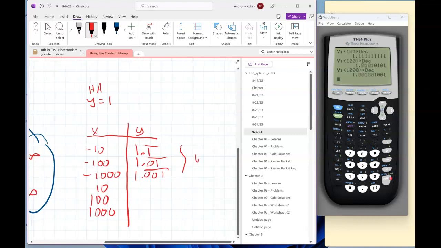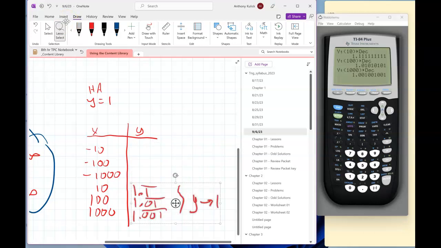And again, what am I seeing here? We're getting closer and closer to 1, right? Oops, I put these in the wrong spot though. Goodness gracious, Mr. Kulik. We're just going to do that. That's easier than erasing and rewriting.